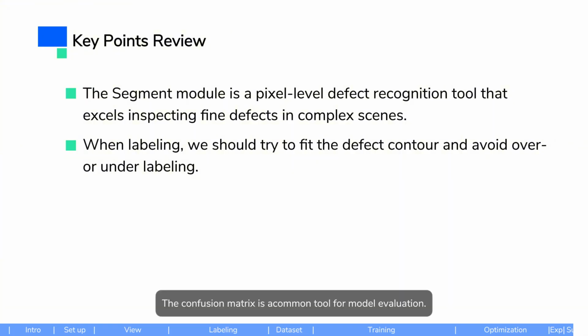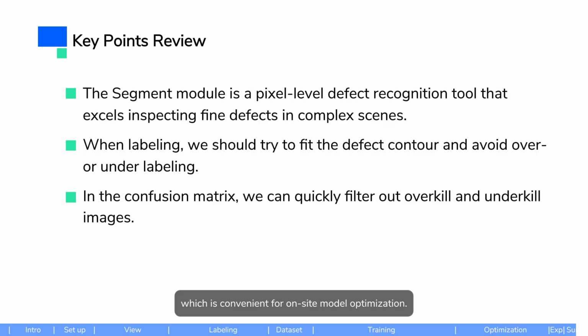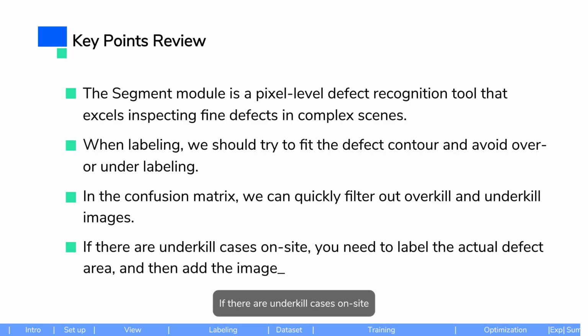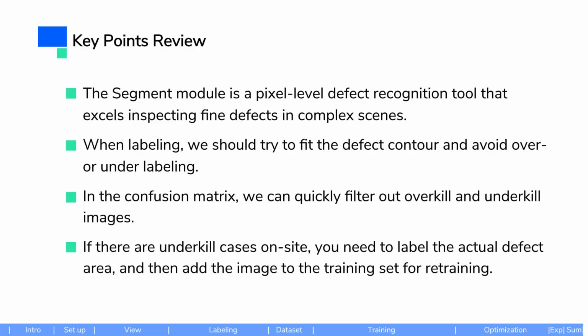The confusion matrix is a common tool for model evaluation. In the confusion matrix, we can quickly filter out overkill and underkill images, which is convenient for on-site model optimization. However, this feature can only filter out manually labeled image results, and unlabeled images cannot be viewed in the confusion matrix. If there are underkill cases on site, you need to label the actual defect area normally. Do not label non-defect areas, and then add the image to the training set for retraining.